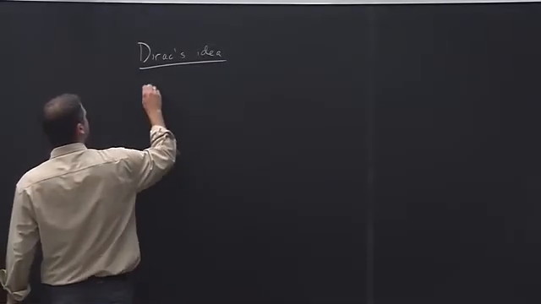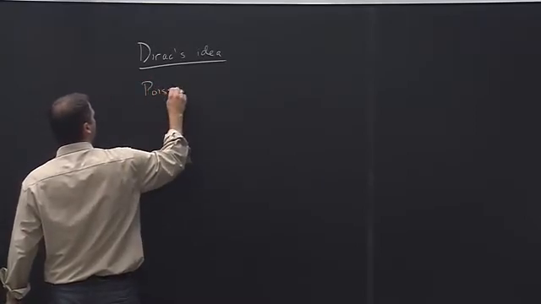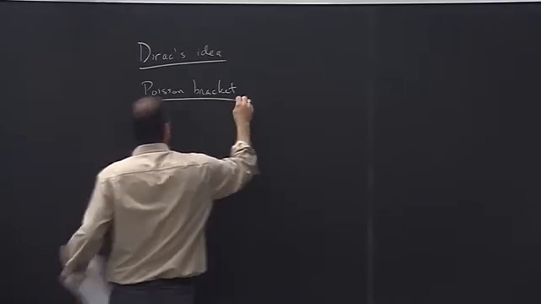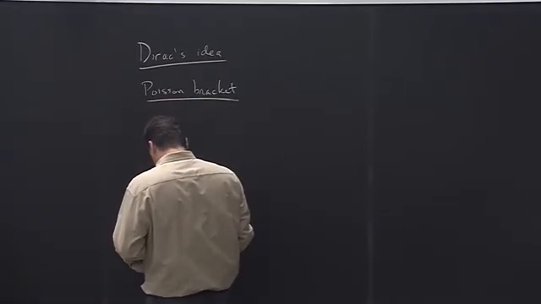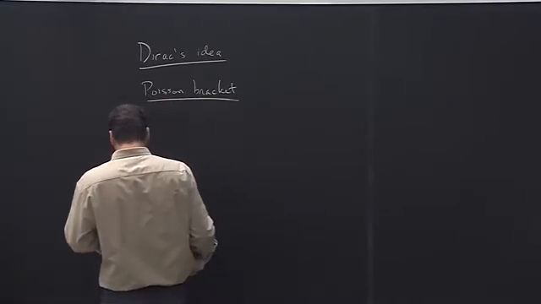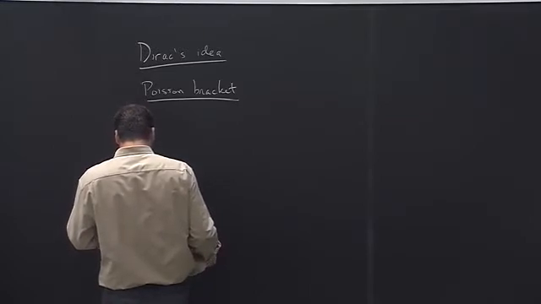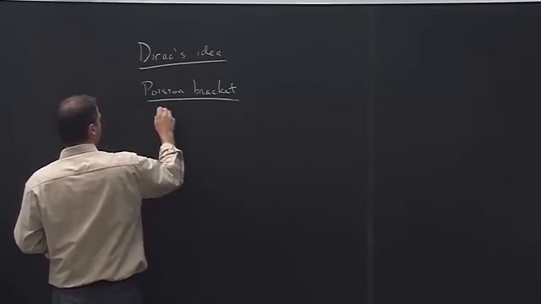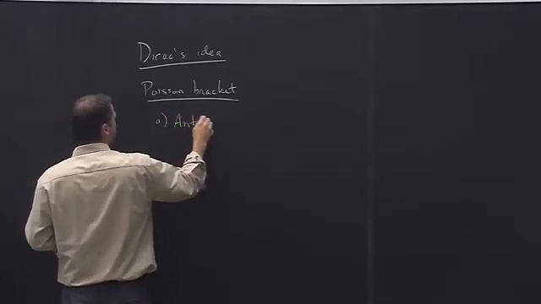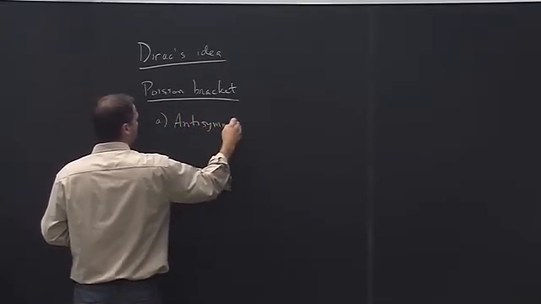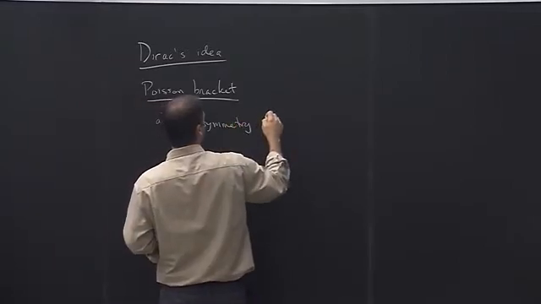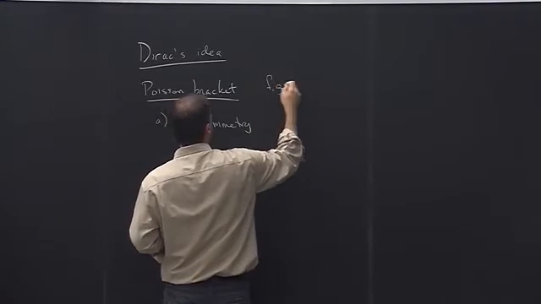Okay, we define the Poisson bracket. The Poisson bracket is defined by the following conditions. A, anti-symmetry. Here F and G are elements of some space of functions.